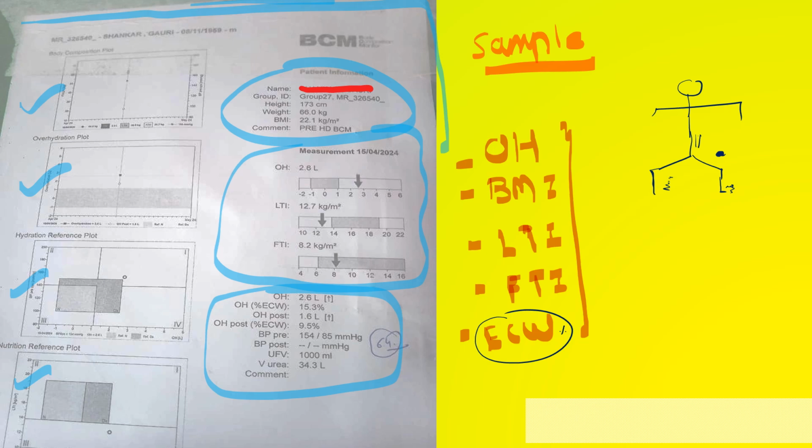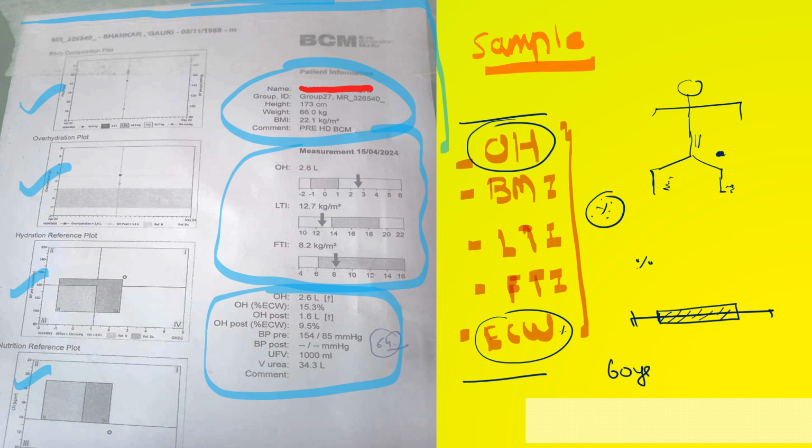So these are the components of the BCM report. One by one we will see. In this, the most important component, as I told, is the overhydration that we are going to see. And one more important point in the BCM analysis is the report will be given as percentile. So they will give us how much is the expected average for that particular age and sex.